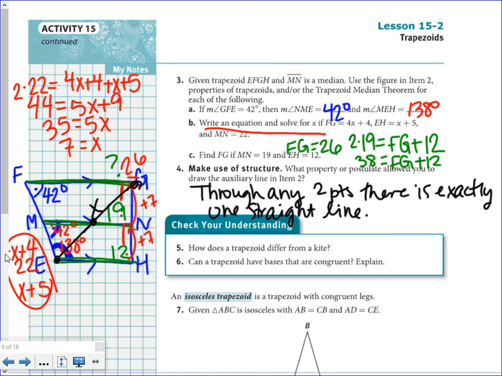So now let's look. How does a trapezoid differ from a kite? Well, there are a couple of ways that they differ. One of them, a trapezoid has 2 parallel bases. It has a pair of parallel sides. And a kite does not have any pairs of parallel sides. Another way that they differ, we looked at yesterday, the kite has 2 sets of sides that are congruent. And a trapezoid does not have any such requirement. It does not have to have any sides that are congruent.